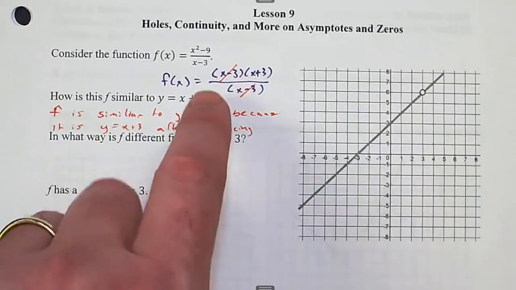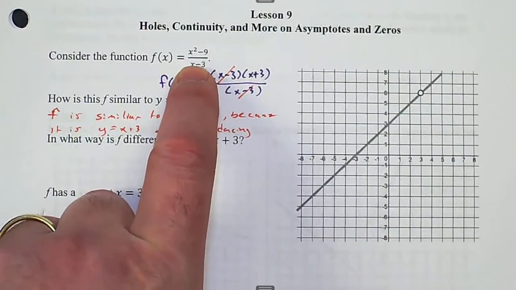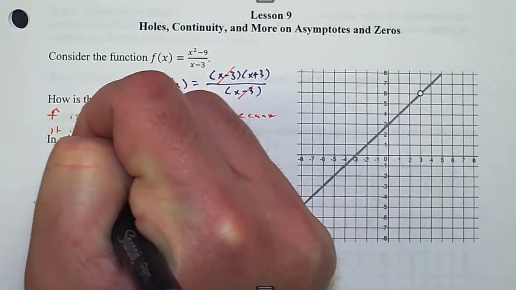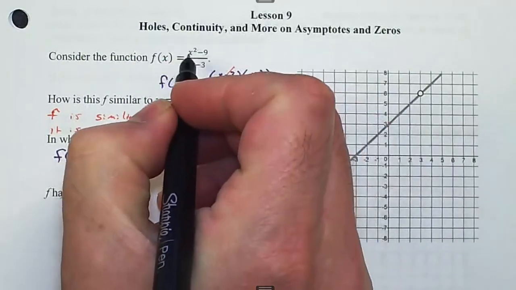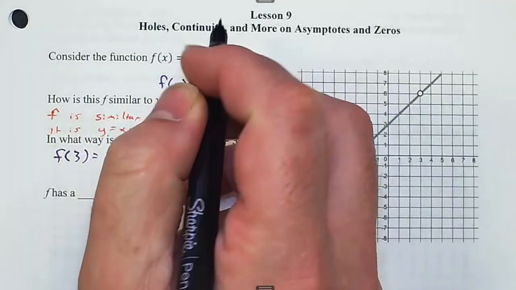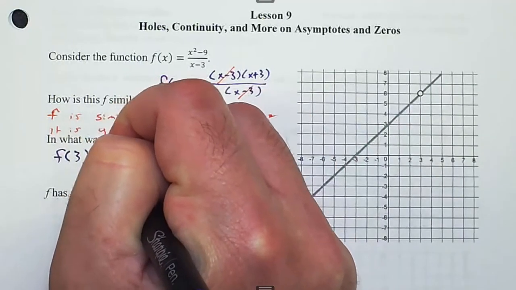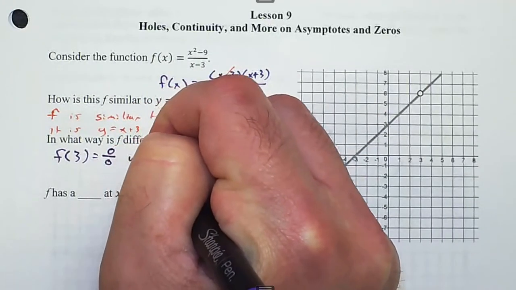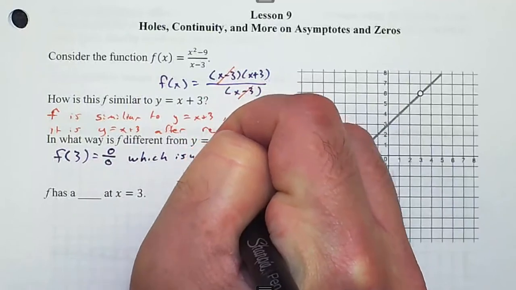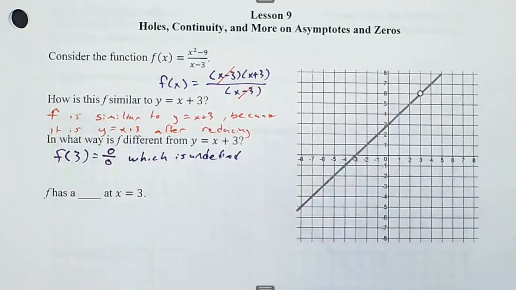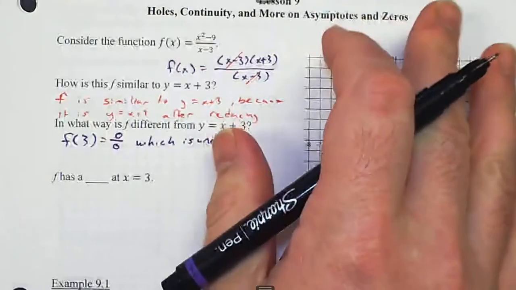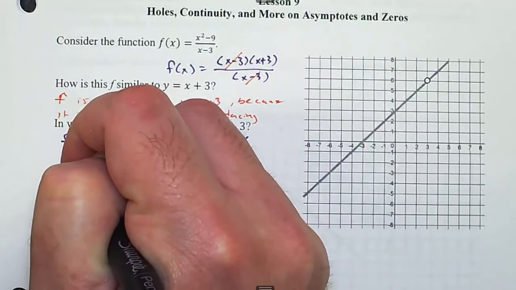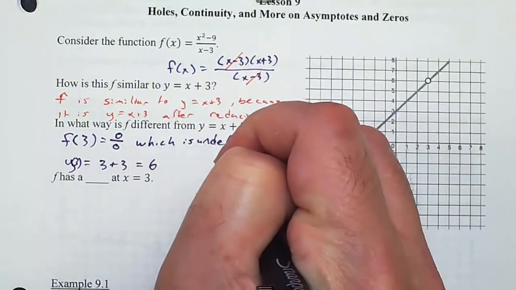So if I plug in 3 for x in f of 3, let's figure out what that is equal to. If I plug in 3, I get 3 squared is 9, minus 9 is 0. 3 minus 3 is 0, which is undefined. It doesn't equal like 1 or something like that. No, it's undefined. Anything divided by 0 is undefined. But for y equals 3 plus 3, I'll call that y of 3, is equal to 6.